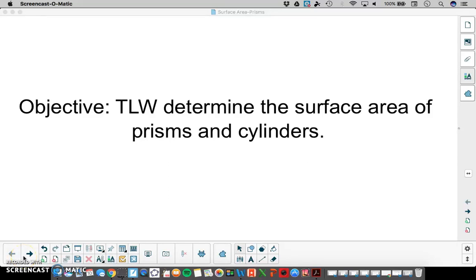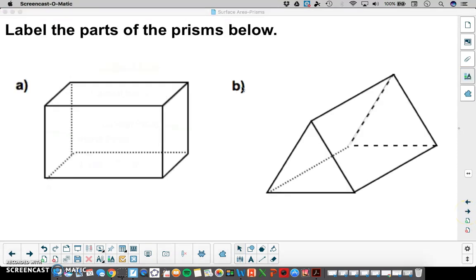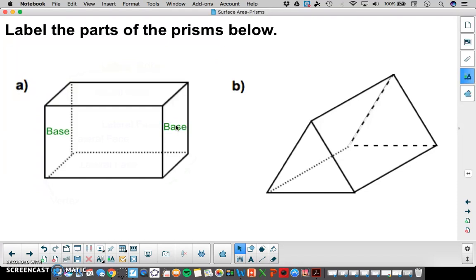In this video, the learner will determine the surface area of prisms and cylinders. First, we're going to label the parts of this rectangular prism. So we know that we can choose two of those rectangles to be our bases. On each of those bases, we have the base edges. So the edges of those bases are called base edges.